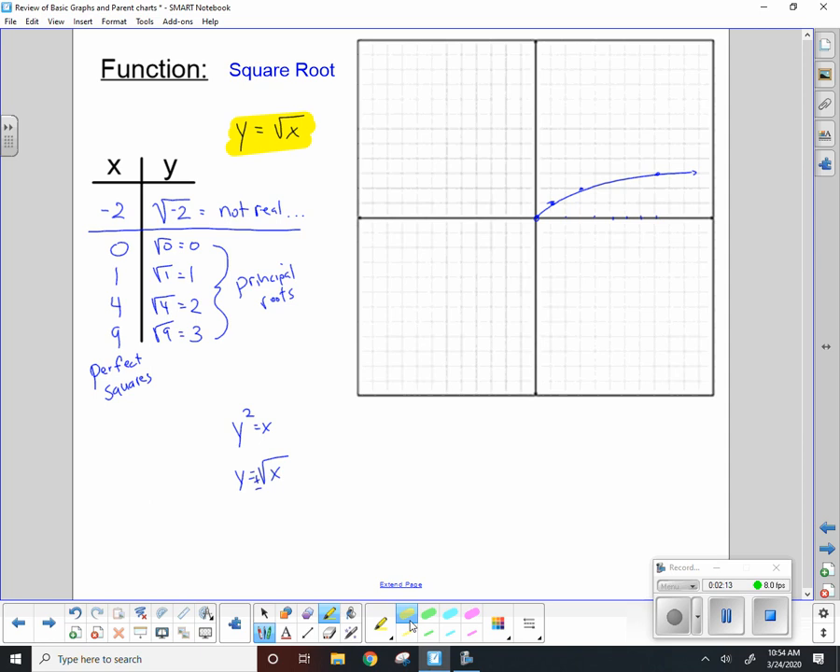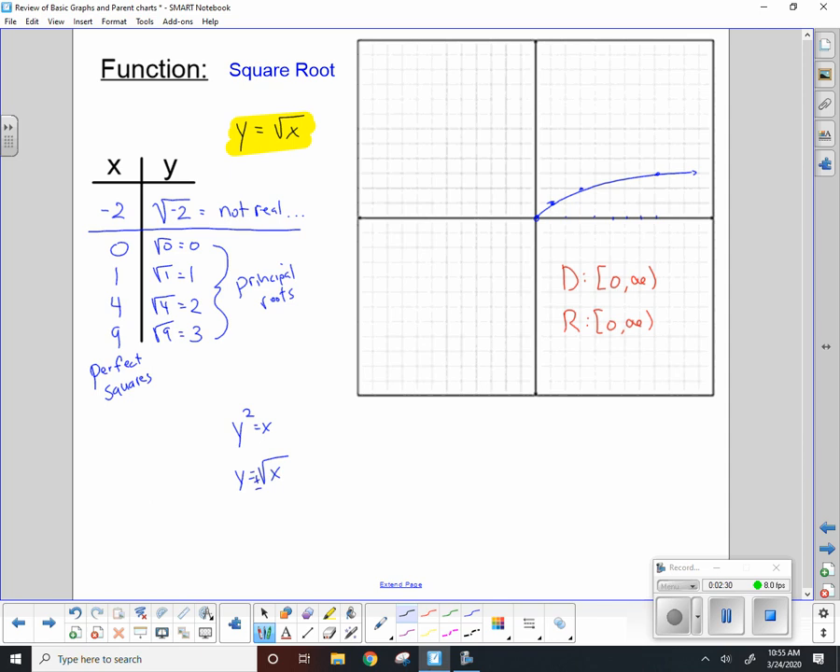And so there's a couple things about this graph. It's our first graph where the domain is not all the real numbers. We're just going to have from 0 to infinity because we can only take the square root of 0 or positive numbers. Range is going to be the same thing, 0 to infinity.